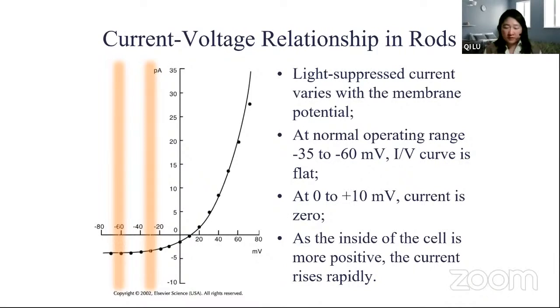So this makes the photoreceptor very sensitive. It's all caused by the cyclic nucleotide-gated channel, the CNG channel.